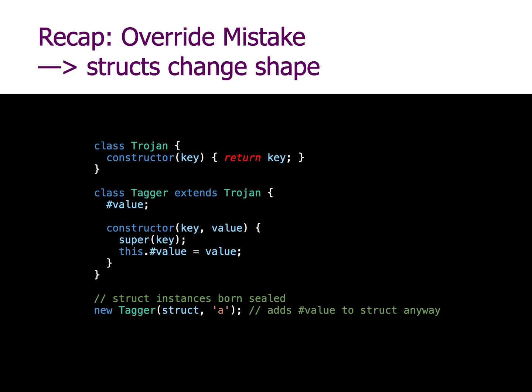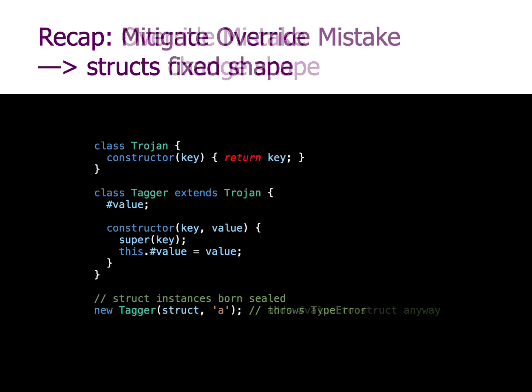So with this proposal, this attempt to change the shape of structs, which is the only thing right now in the language that would imply that structs shape can change at runtime, would instead throw a type error, and as far as we can tell, that means that structs can faithfully to the spec have a fixed shape high-speed implementation.